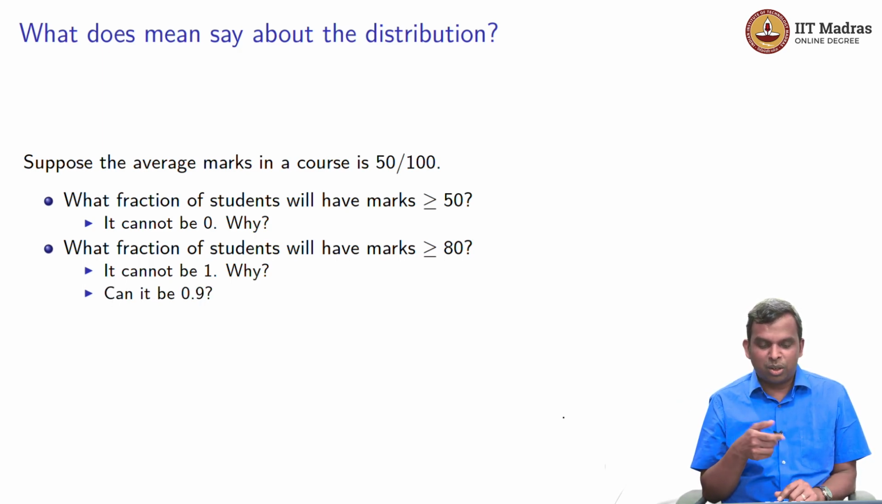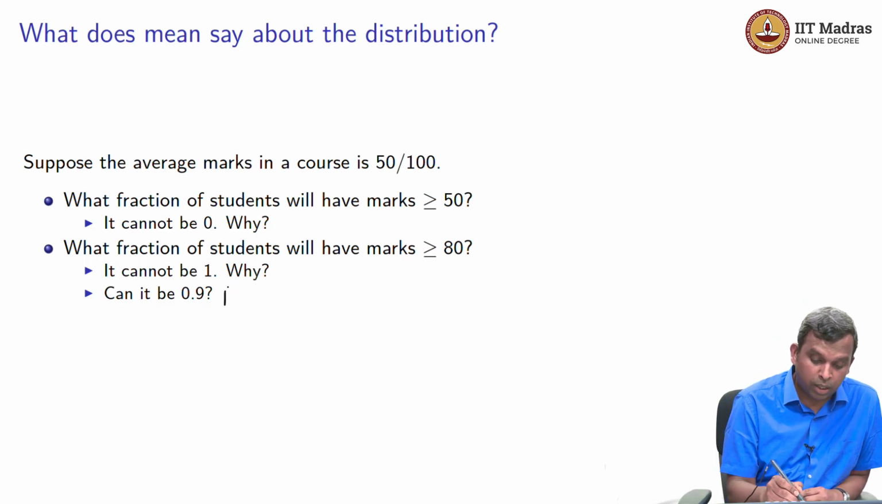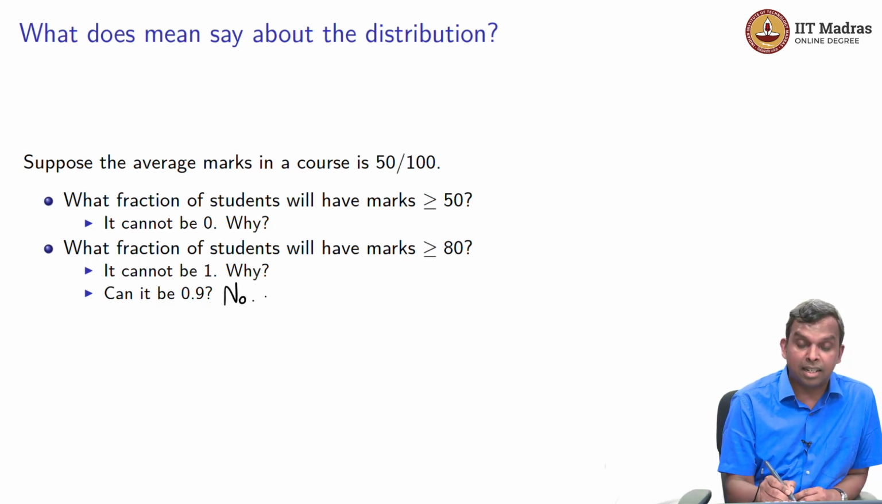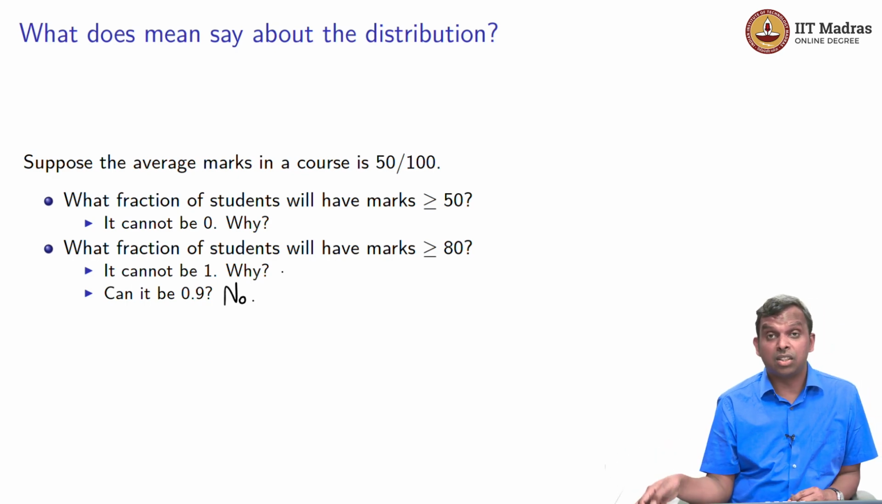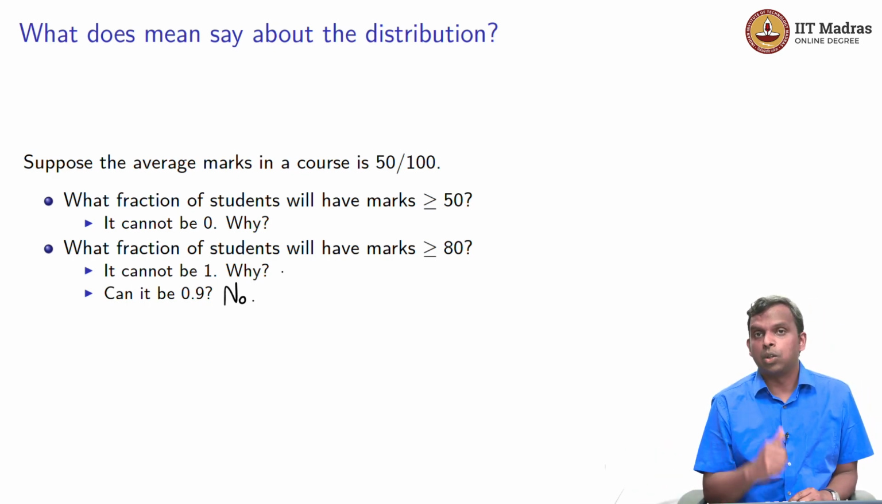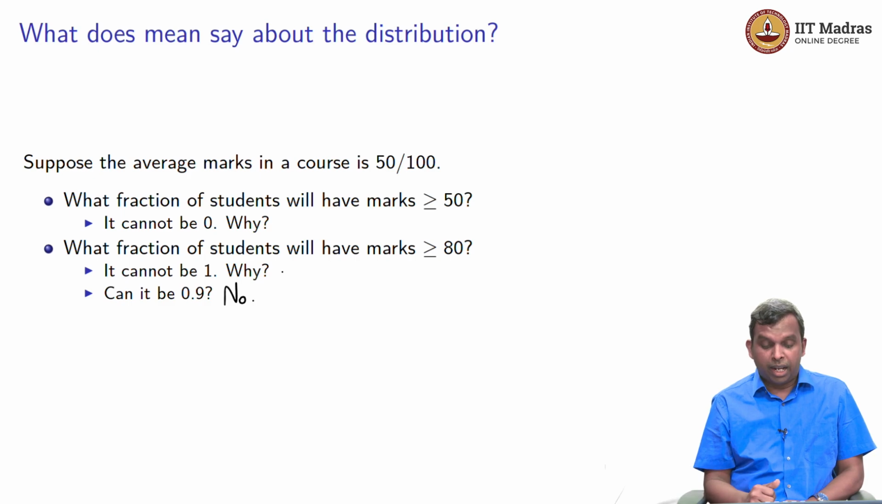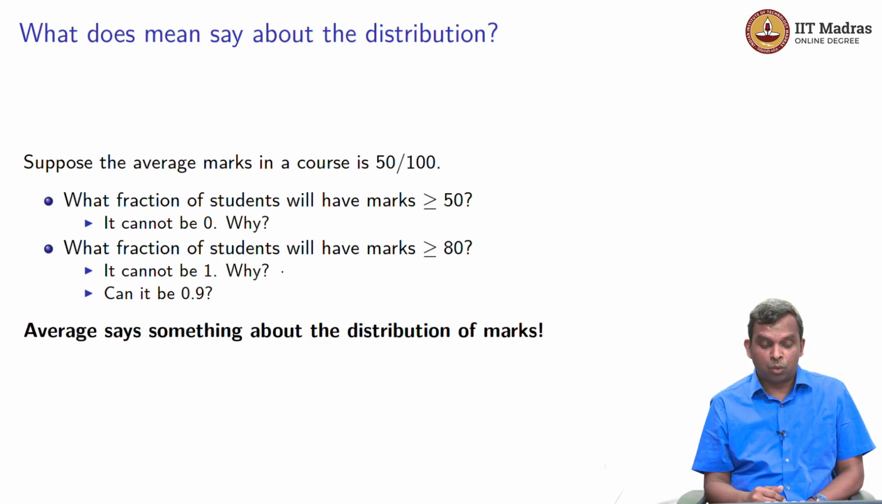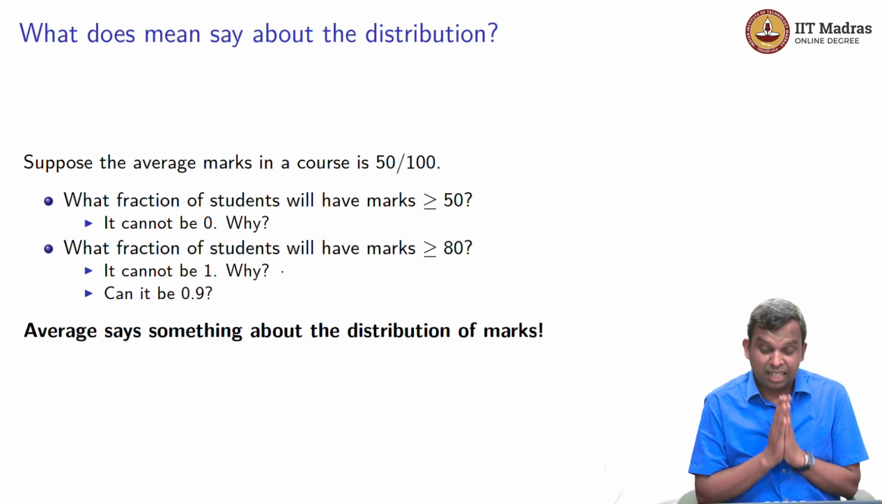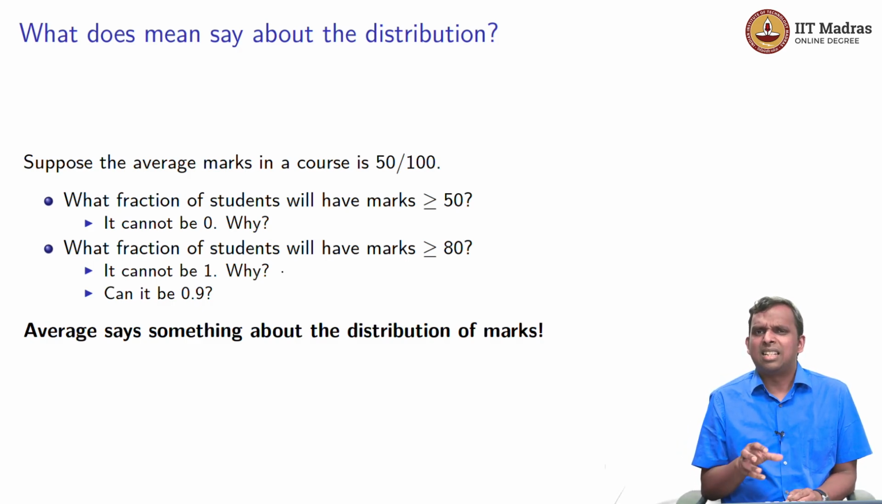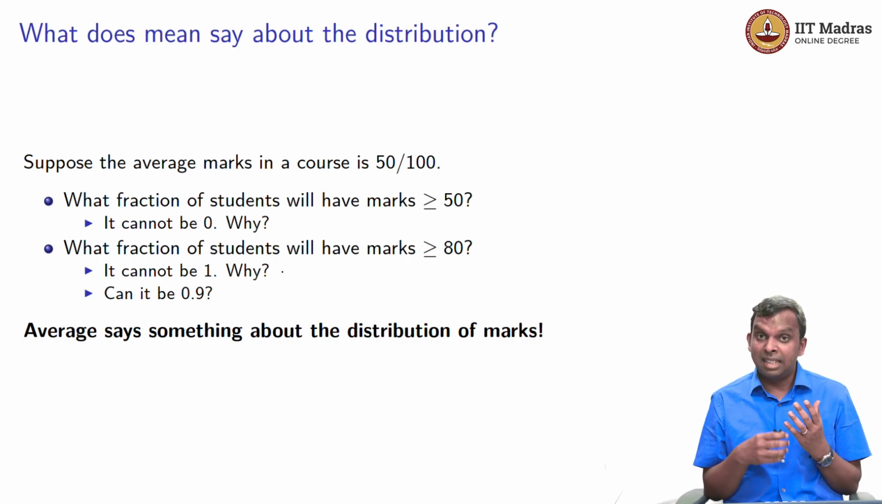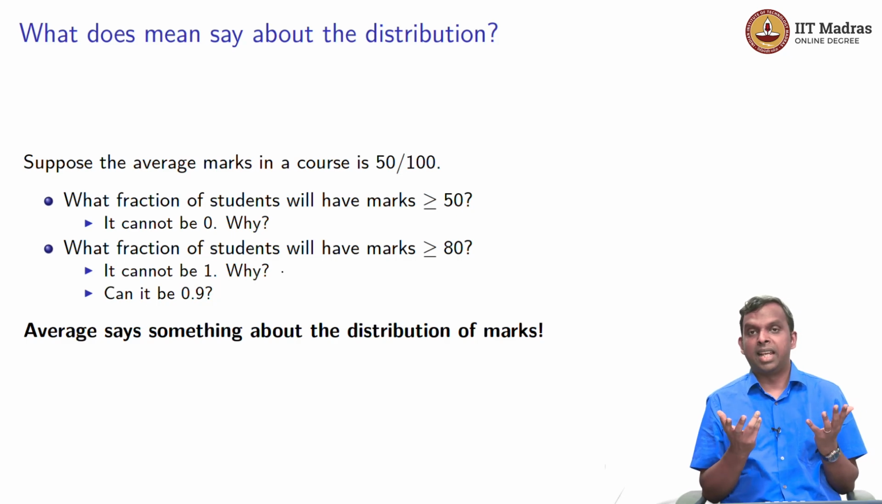Here you can in fact be even more precise. It cannot even be 0.9. Think about why. Can it be 0.9? No. I will leave it as an exercise to prove why, but it cannot be 0.9. It will be less than 0.9, and there are some good bounds that you can get just based on the average. So the average does say something about the distribution of the marks, and this lecture will give you a brief idea of how to use average and variance to say something about where the random variable is likely to lie.